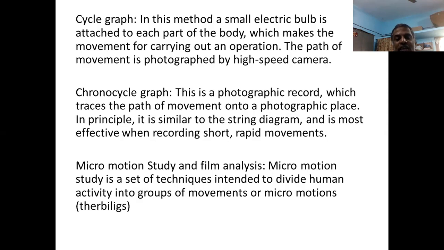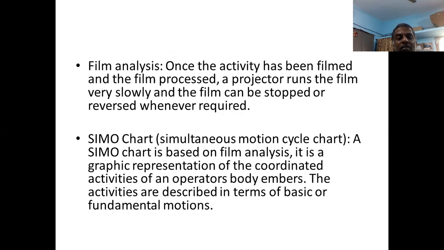Micro motion study and film analysis. Micro motion means very small movements or micro movements, which are called therbligs. Film analysis: once the activity has been filmed and the film processed, a projector runs the film very slowly and the film can be stopped or reversed whenever required. CMO chart, simultaneous motion cycle chart, is based on film analysis.